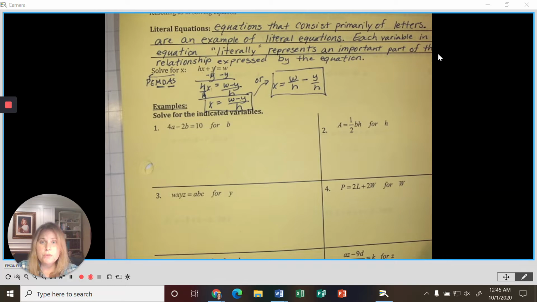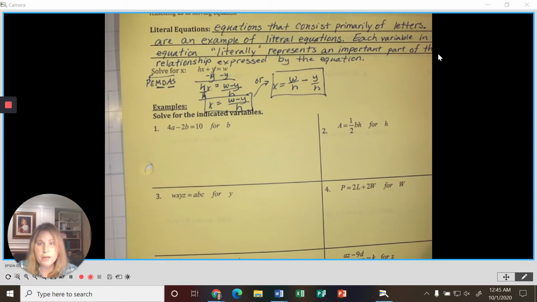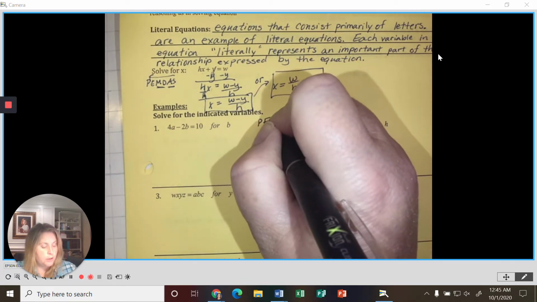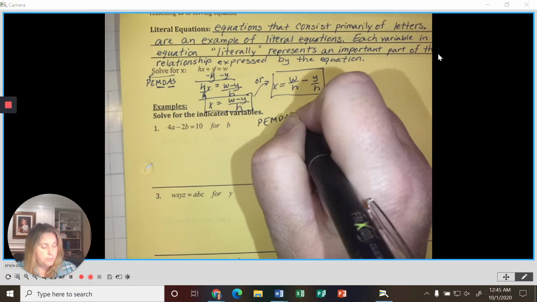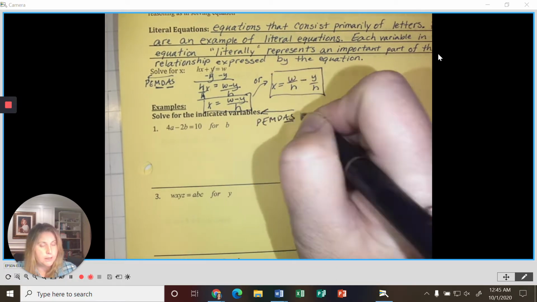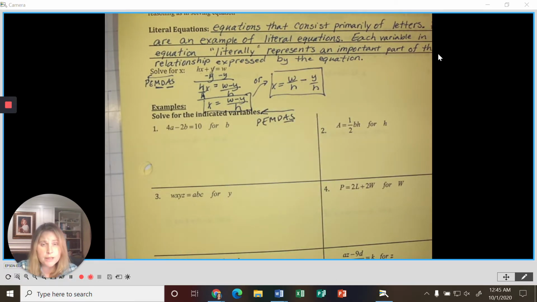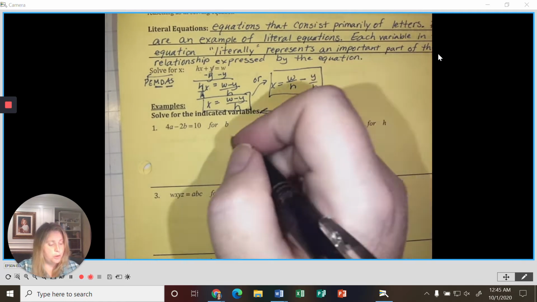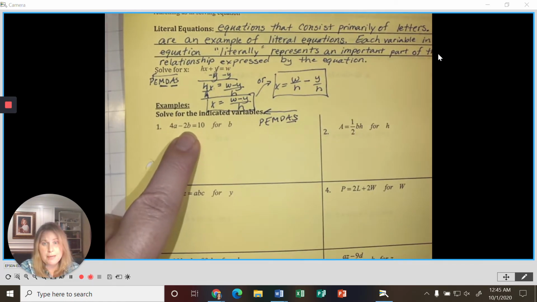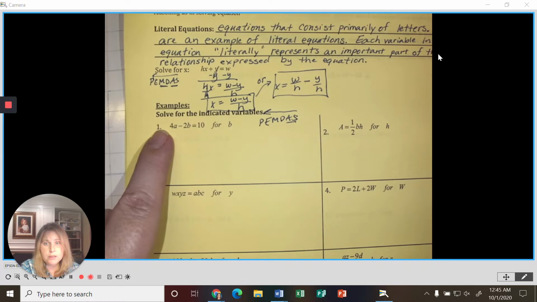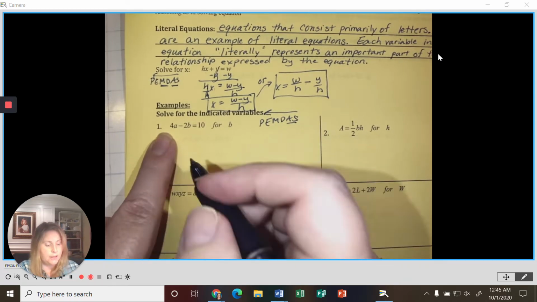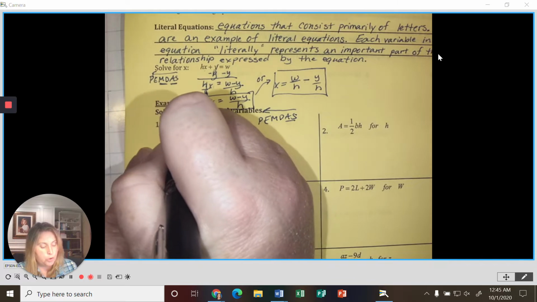Okay, solve for the indicated variables. 4a minus 2b equals 10, and we are solving for b. So again, we're doing the order of operations in reverse. Okay, is anything being added to or subtracted from our variable term? So here's our variable term. It's a minus 2b. Okay, and there is this 4a over here. It is a positive 4a, so to cancel that out, we need to subtract 4a.